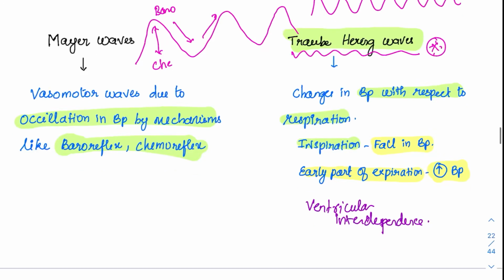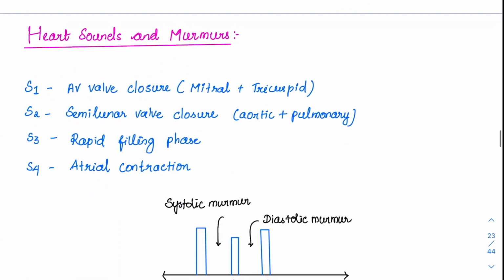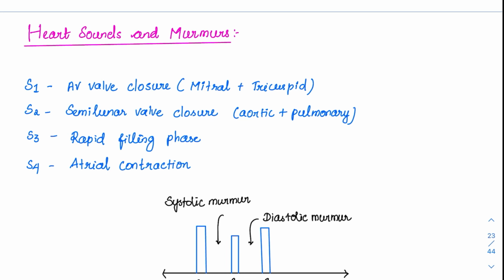Now coming to the heart sounds and murmurs. This is one of the most important topics, and recently there has been a trend of questions from these heart sounds. So coming to heart sounds, we have already seen there are 4 different heart sounds: S1, S2, S3 and S4. S1 is due to the closure of the AV valve.